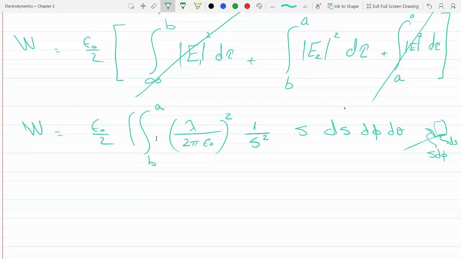Okay, and so this is a triple integral, and s is going from b to a, d phi is going 0 to 2 pi. Wait, there's no d theta, there's no theta in the cylinder, right? Hold on 1 second, let me think about this.